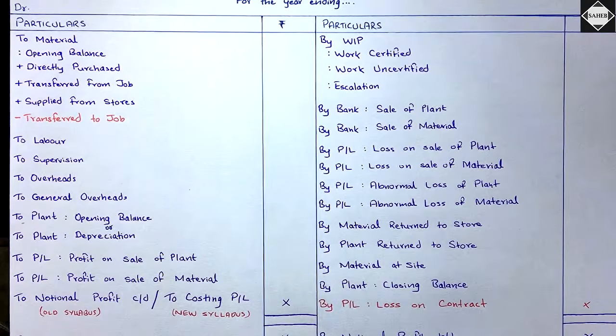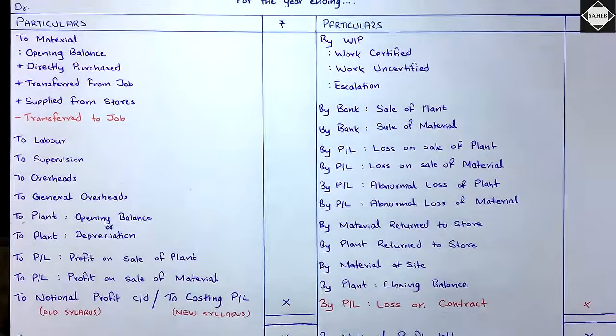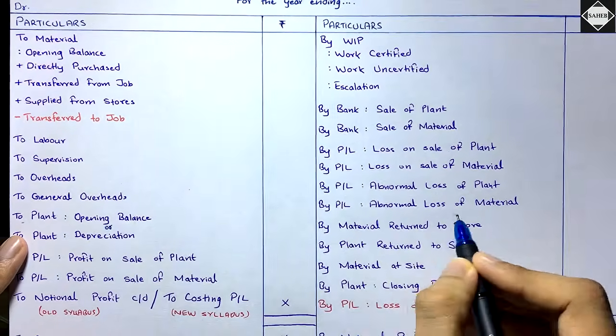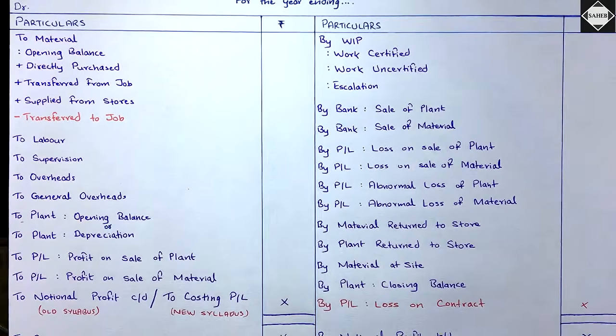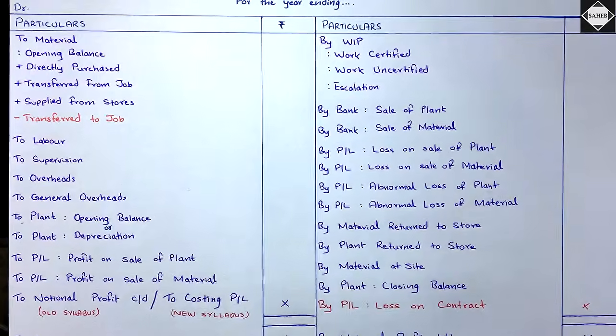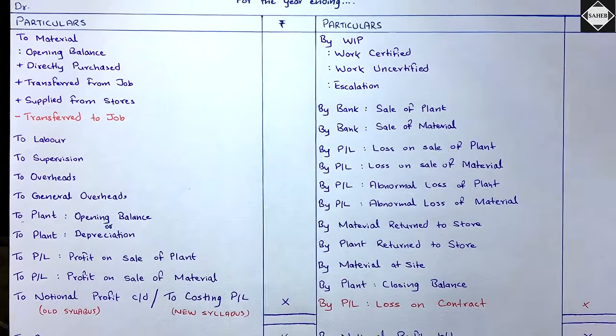Another way of thinking is that it has gone out of the warehouse. Abnormal loss of plant and abnormal loss of material, we don't have that anymore. So it is going out. Okay, you understand that? Simple.